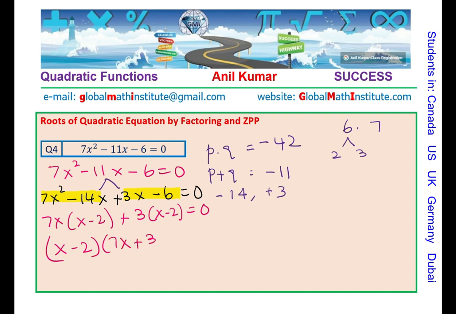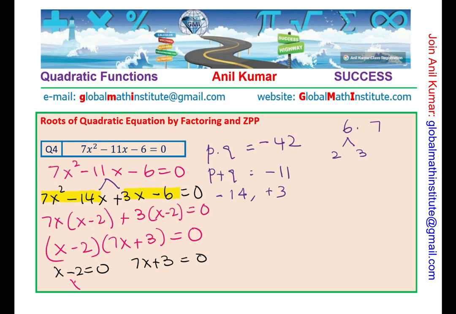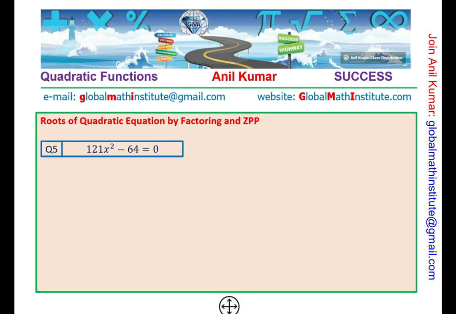Left with 7x plus 3 equals to 0. Apply the principle. Perfect. We get x minus 2 equals to 0 or 7x plus 3 equals to 0. That gives you the solution as x equals to 2. And here we get x equals to minus 3 by 7. Makes sense? So that is how we are going to solve it. So I hope you have understood this process. So let's take up the next question, which is question number 5.